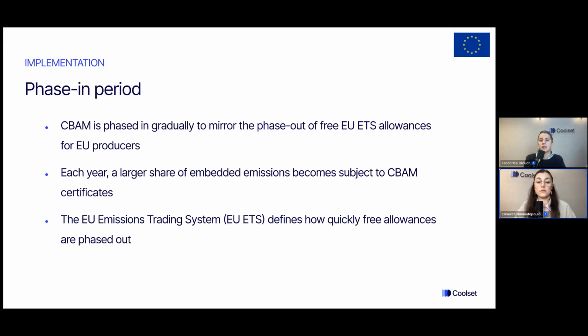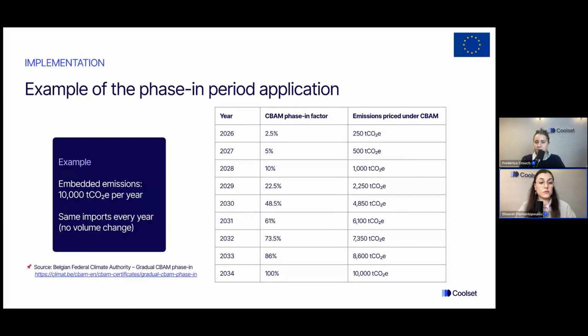And we can see on the next slide this phase-in period. So an example here, if the embedded emissions remain at 10,000 tons of CO2 emissions per year, and let's say for the example, this doesn't change between now and 2034, we can see at the moment you would only have to pay for 250 tons of those emissions. And in 2030, that would go up to 4,850. And then by 2034, you'd have to pay for 100%, and that's 10,000. So yeah, it's gradual, but also it's an incentive to keep reducing your emissions as the time goes on.